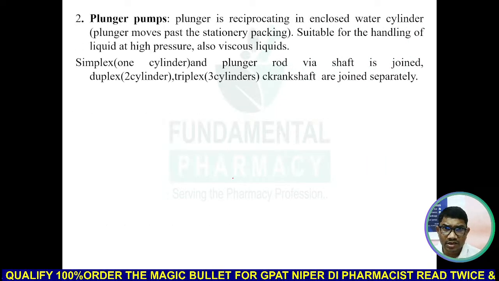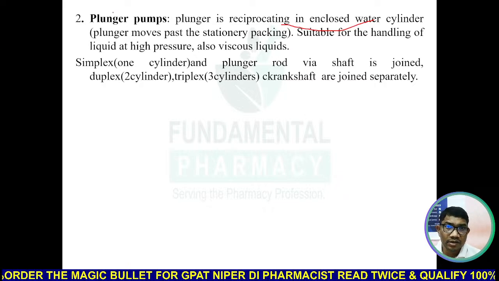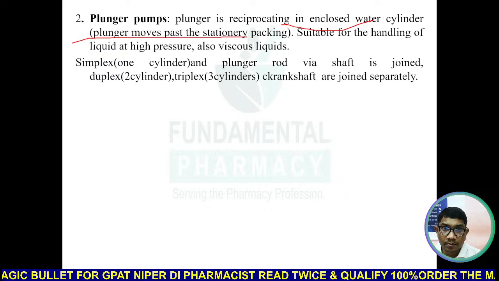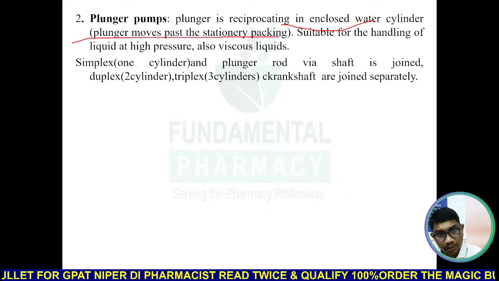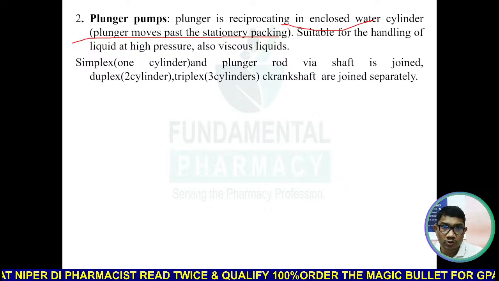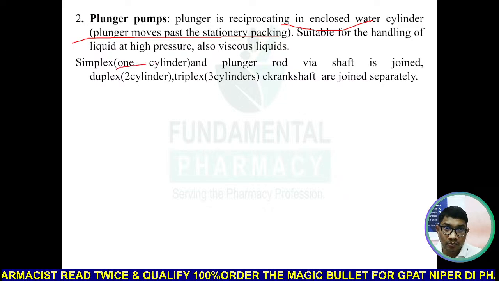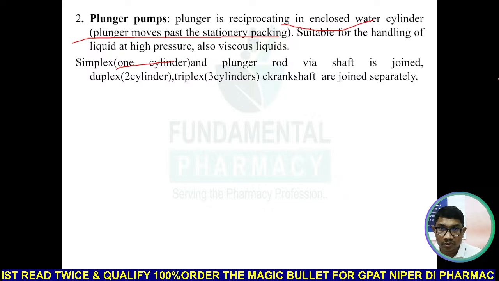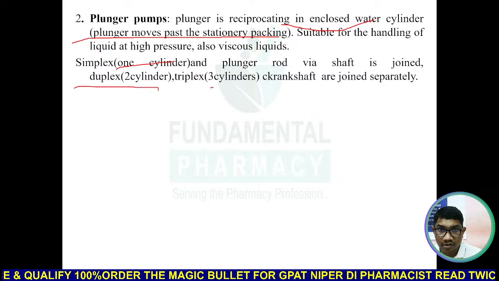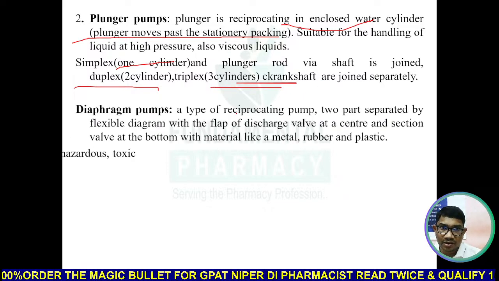Plunger pump. Plunger is a reciprocating element and is enclosed in the water cylinder. Plunger will move fast in stationary packing, suitable for handling liquid at high pressure and also viscous liquid. In a plunger pump, simplex is one cylinder, and the plunger rod and shaft are joined. Duplex means two cylinders, triplex three cylinders. Crankshafts are joined separately.